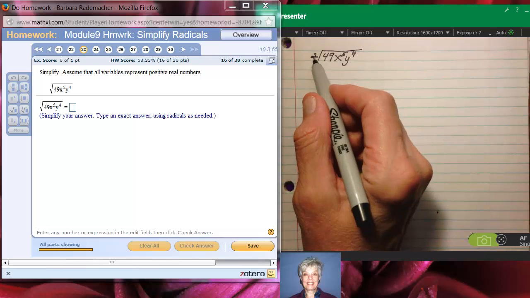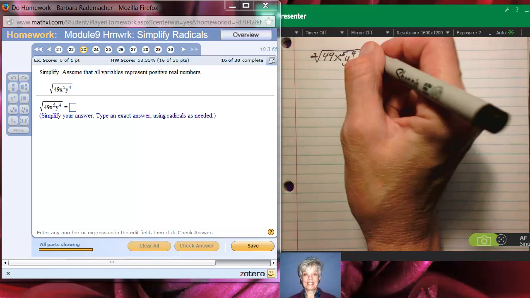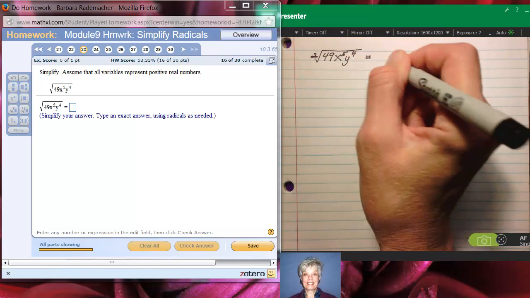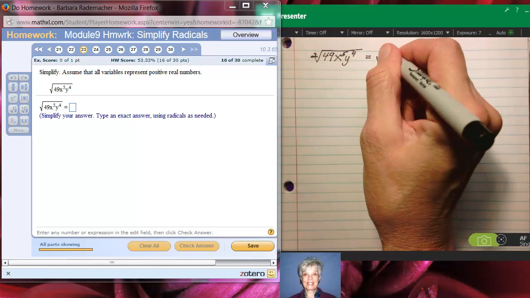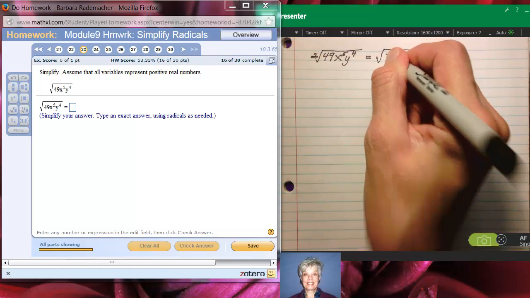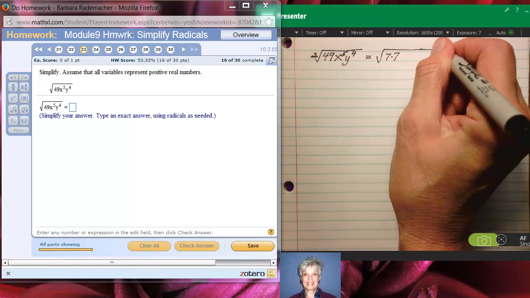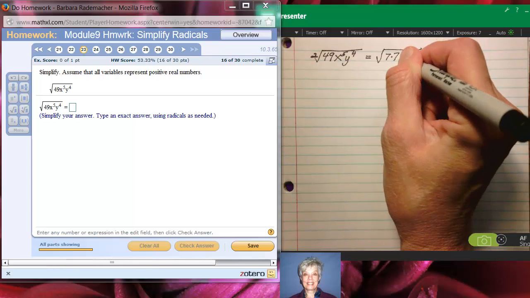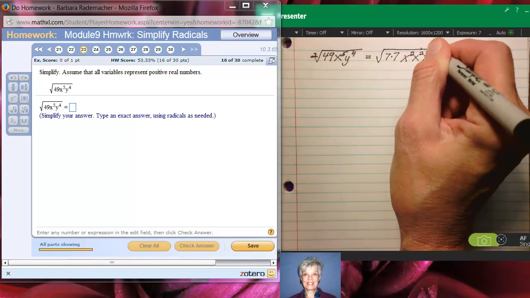That means we need 2 of everything. I'll show you what I mean. I need to break 49 down into 2 things, and look at that. It's a perfect square, so it breaks down into 7 times 7. I need to break x to the fifth down into as many x squares as I can. So, x to the fifth will break down into x to the 2 times x to the 2 times x to the 1.